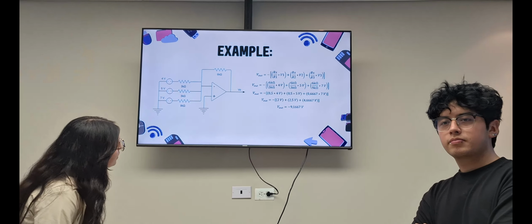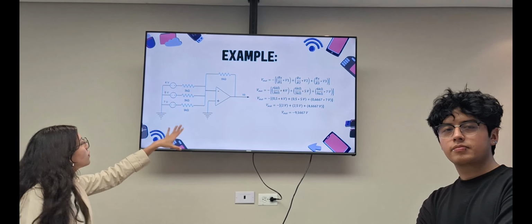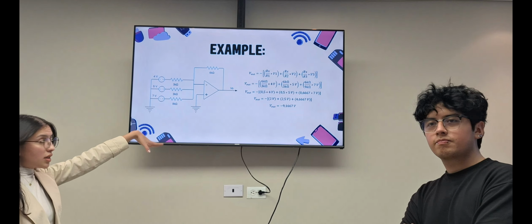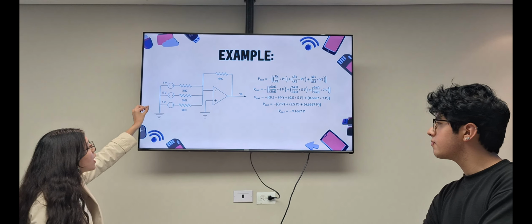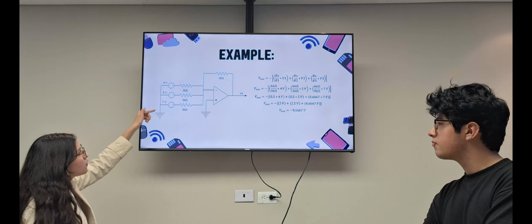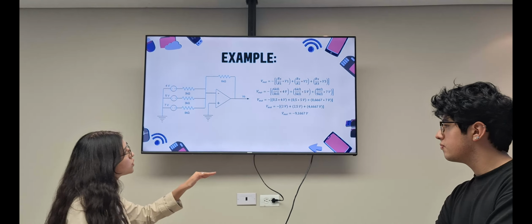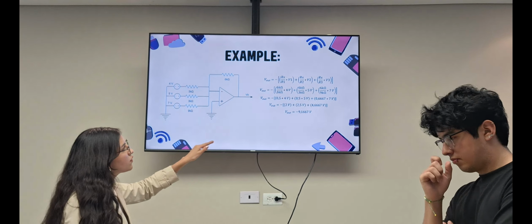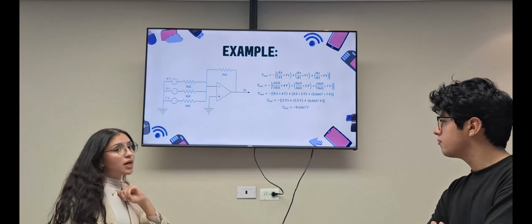So we only have to replace in the equation. Well, as an example for this amplifier, we have this graphic. As you can see, we have three sources. The value of the first source is 4 volts, the second is 5 volts, and the third is 7 volts. So we only have to replace in this equation.